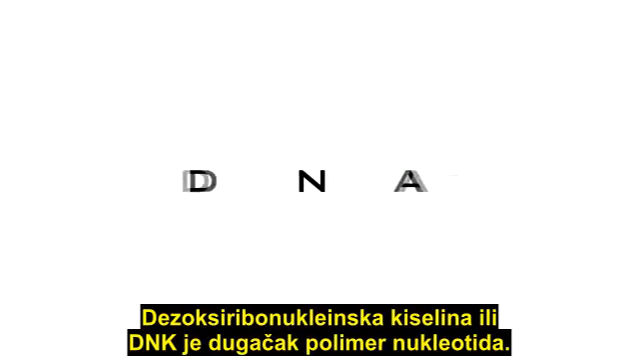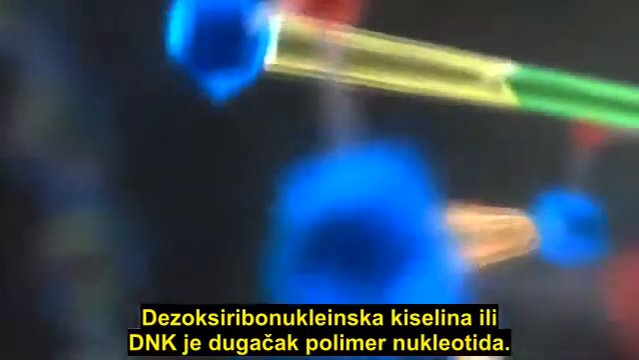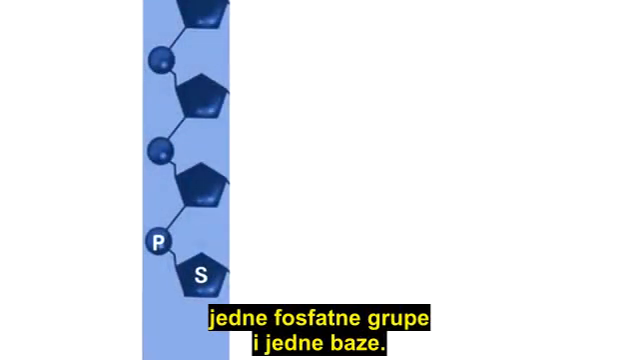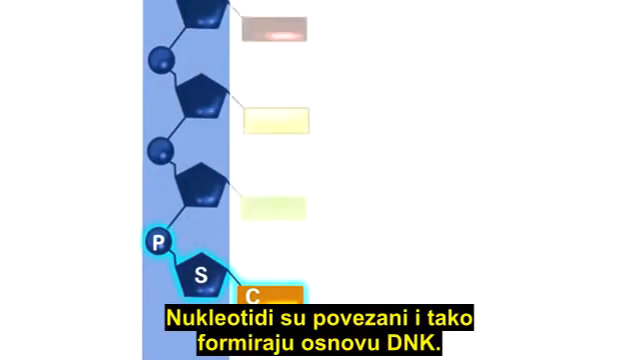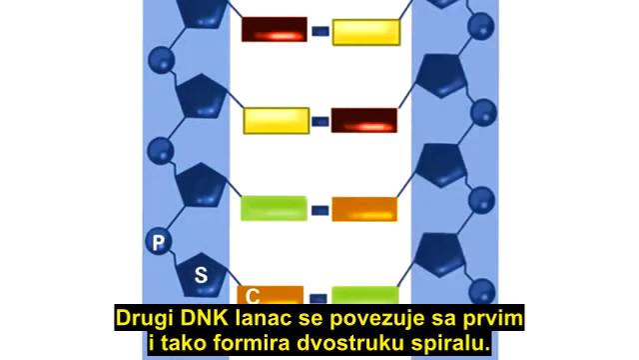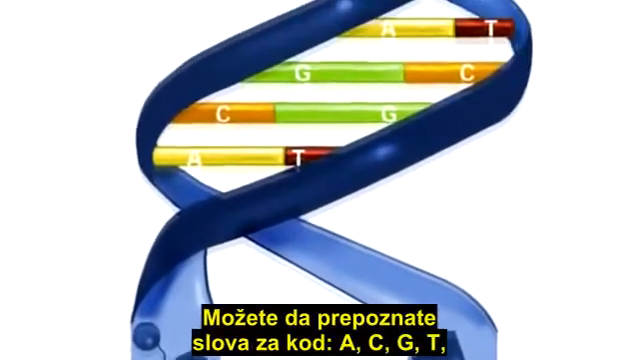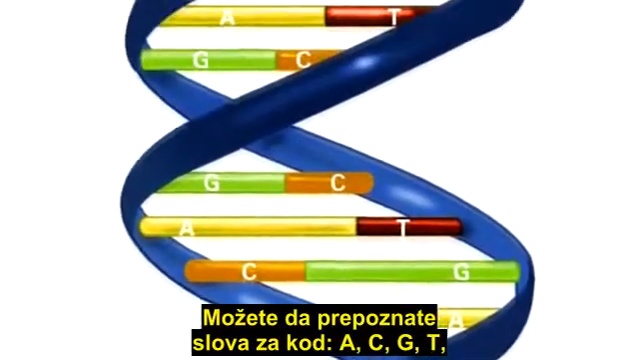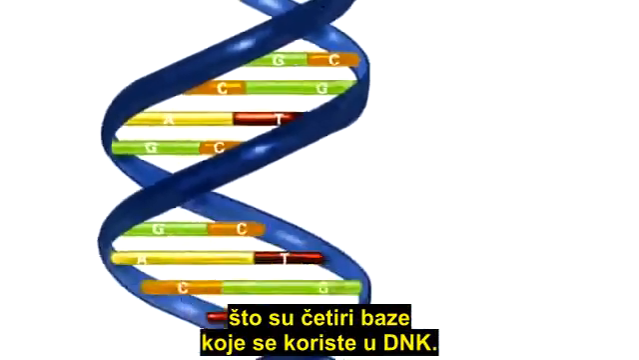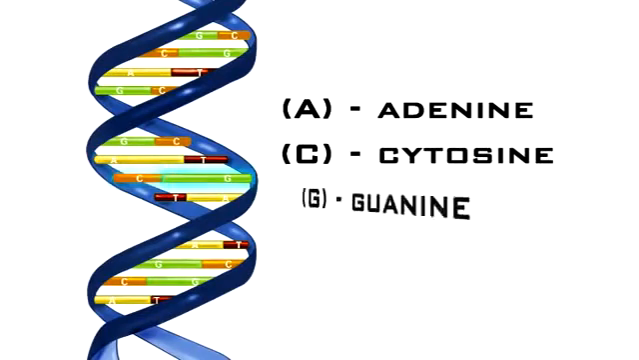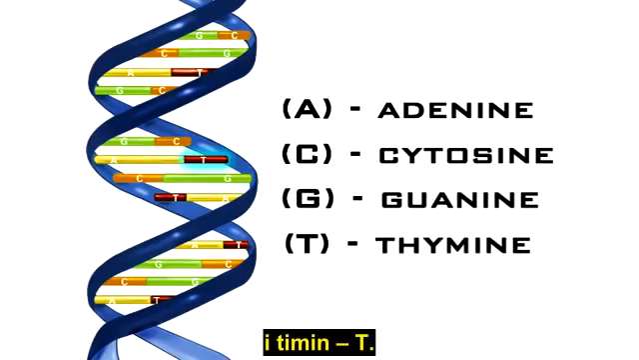Deoxyribonucleic acid, or DNA, is a long polymer of nucleotides, each nucleotide being a deoxyribose sugar molecule, one phosphate group, and one base. Nucleotides are joined together to form the DNA backbone. A second DNA strand then joins the first to form a double helix. You may recognize the code letters A, C, G, and T, which are the four bases used in DNA. These bases are adenine, A, cytosine, C, guanine, G, and thymine, T.